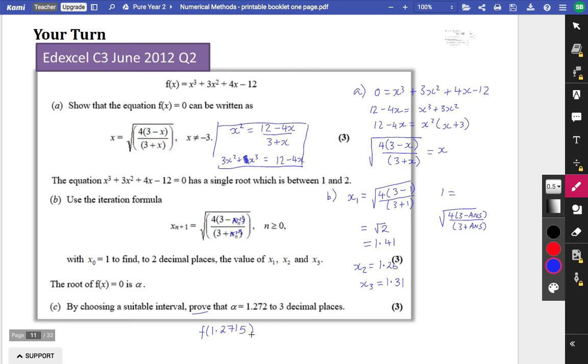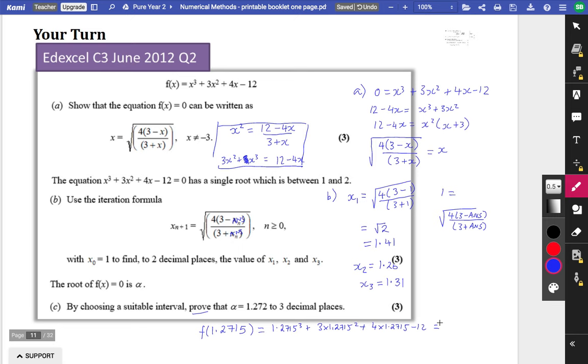I've gone 0.5 down, and I'm not going to be putting this in here. I'm going to be putting this in the function that we have at the top. So I'm going to actually be doing 1.2715 cubed plus 3 times 1.2715 squared plus 4 times 1.2715 minus 12. Now you don't need to write all of that out, but I just wanted to make it clear what I was actually doing there.